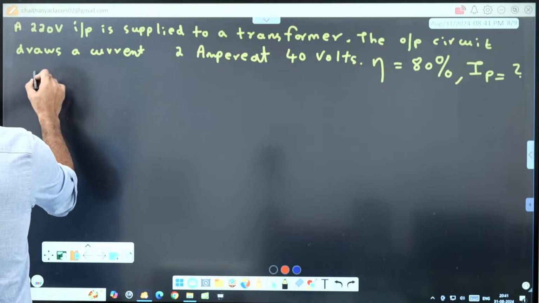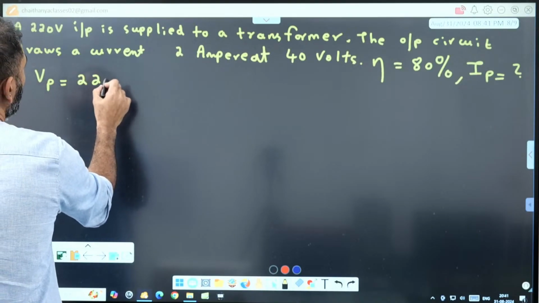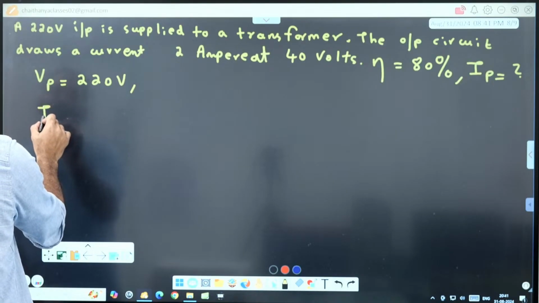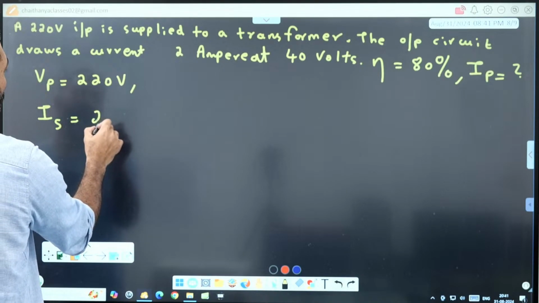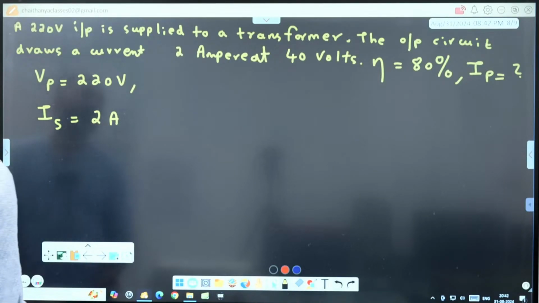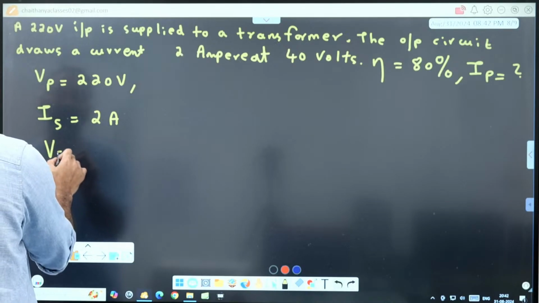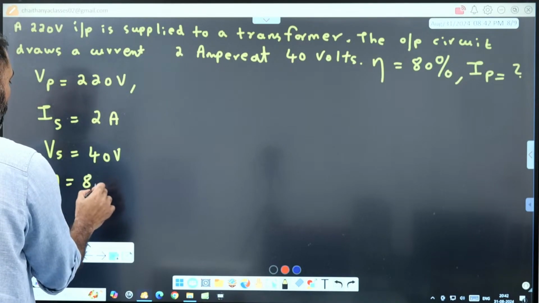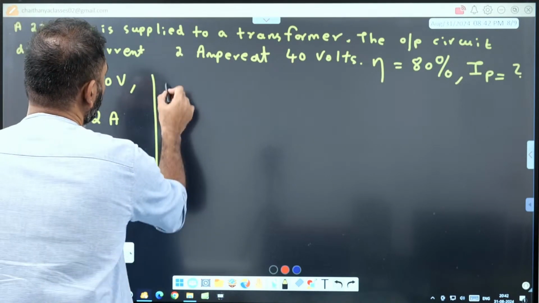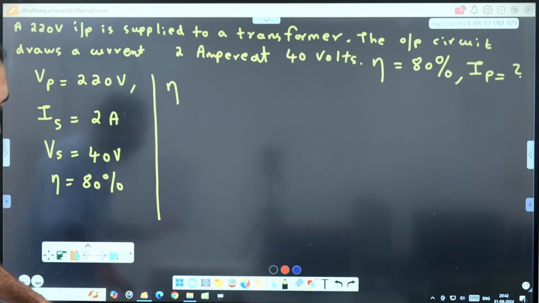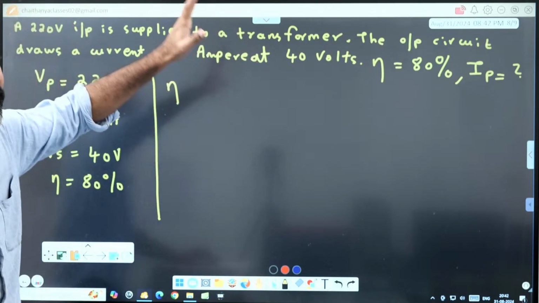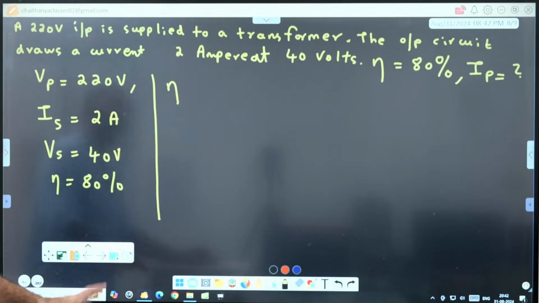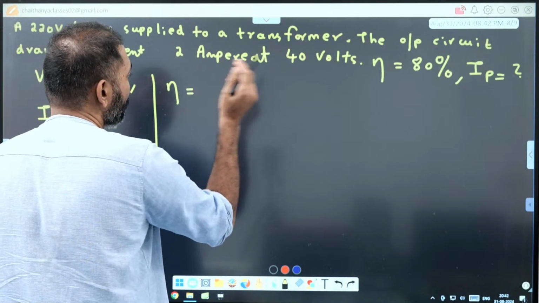So what is input voltage? Vp is 220 volt. Secondary current is 2 ampere, secondary voltage is 40 volt, and efficiency eta is 80%. Remember, is it an ideal transformer? No. If efficiency is given, and efficiency is not 100%, then it is not an ideal transformer.